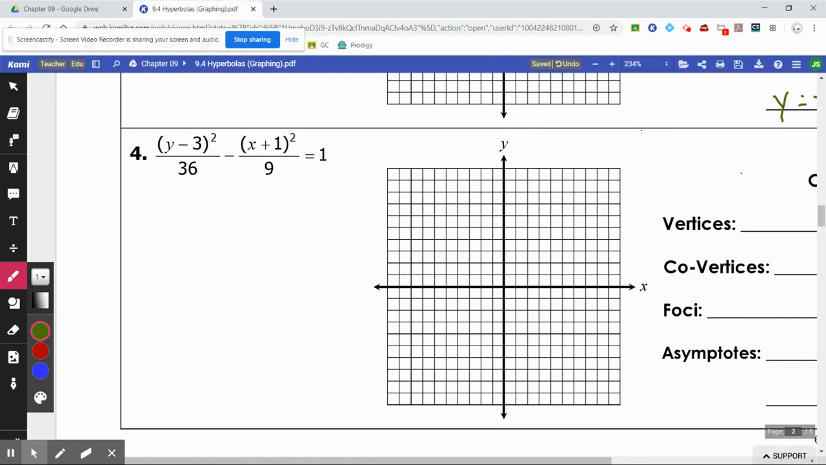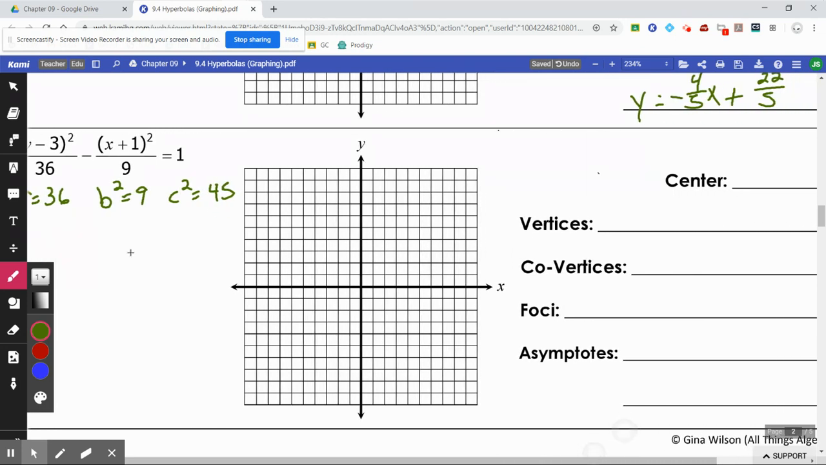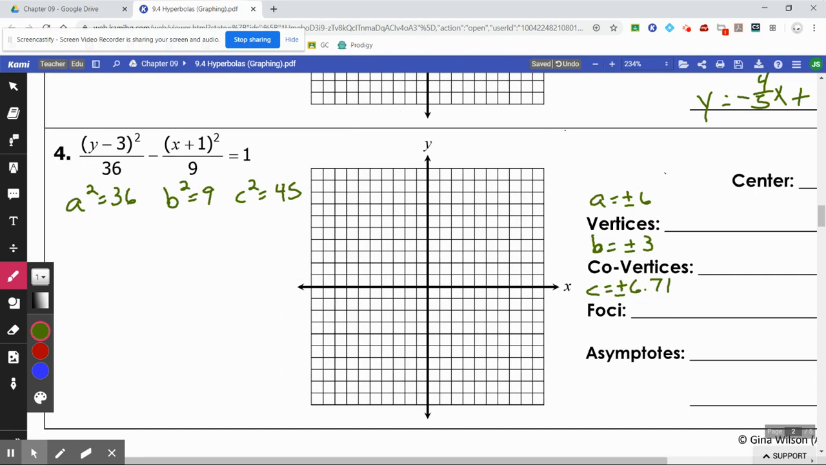Next problem. A squared, the first value listed, is 36. B squared is equal to 9. C squared is a squared plus b squared, which would be 45. So therefore, your A value will be plus and minus 6. Your B value will be plus and minus 3. Your C value will be plus and minus 6.71. Since y is listed first, this will be a vertical hyperbola.